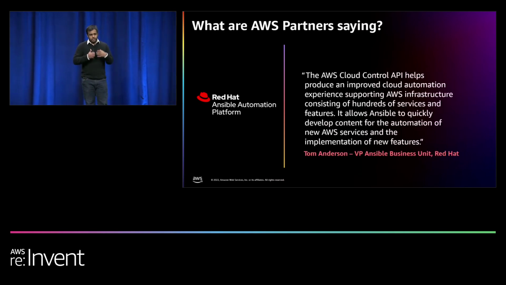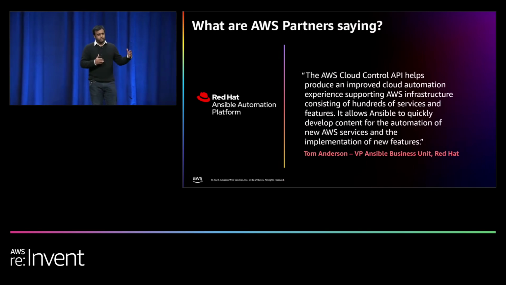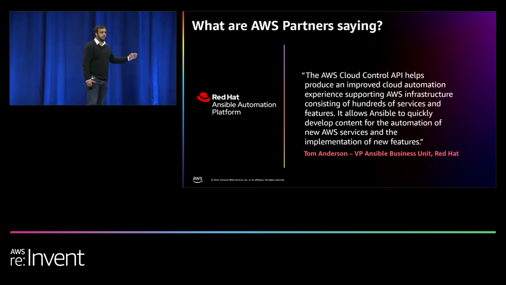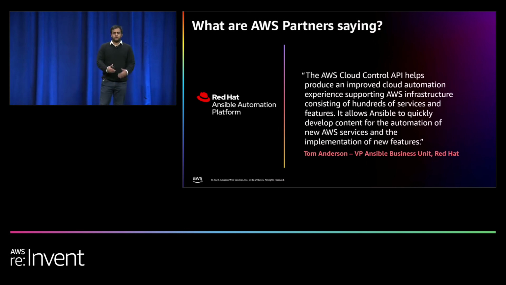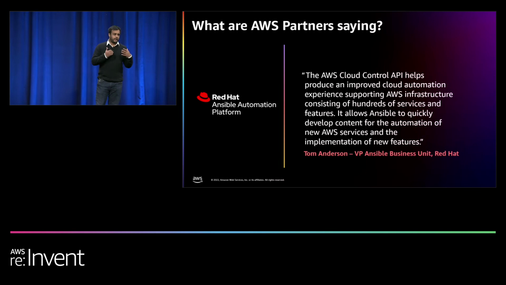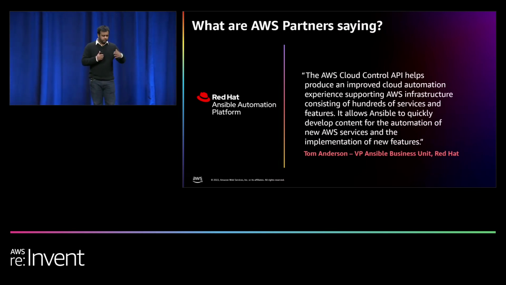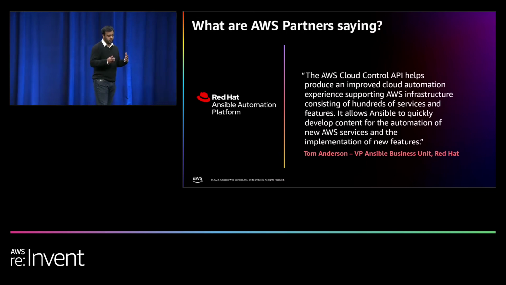So this is what the leadership at Red Hat Ansible has to tell us as well. With the Cloud Control API integration, what it really helps Ansible do is quickly develop content for the automation of new AWS services and implementation of new features. So as part of this integration, Ansible created the Red Hat Ansible AWS Cloud Control Collection, which went live earlier this year in May 2022.